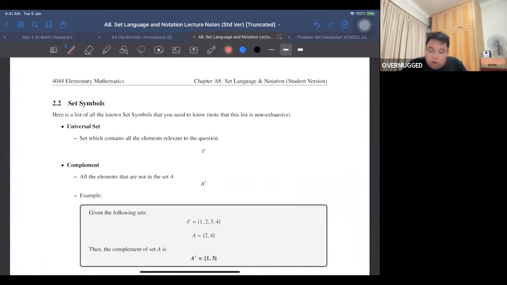We'll start off with the universal set. The universal set looks like this. There are many ways of writing it. You can write it like that, or like that. It doesn't really matter, as long as you draw it at the top corner, and it's very obvious really.